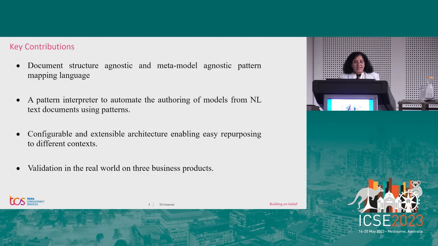To address these challenges, we have created the Doc2Model tool that provides a mechanism for automated authoring of models from diversified documents. The key contributions of this paper are: it provides a document-structure-agnostic and metamodel-agnostic pattern mapping language to specify patterns. It provides a pattern interpreter to automate the authoring of models from natural language text documents, and it's architected such that it can be easily configured and extended for easy repurposing to a different context. And it has been validated in real-world scenarios of 3 business products.